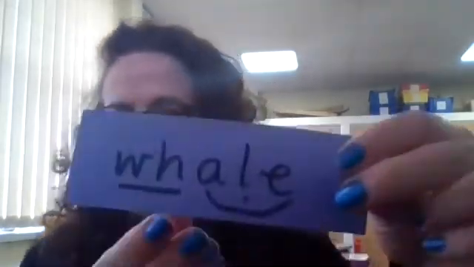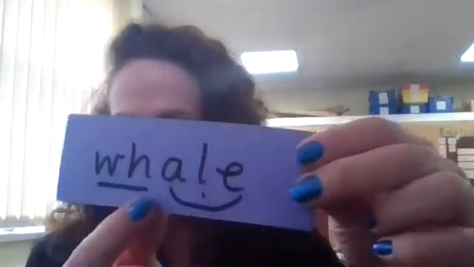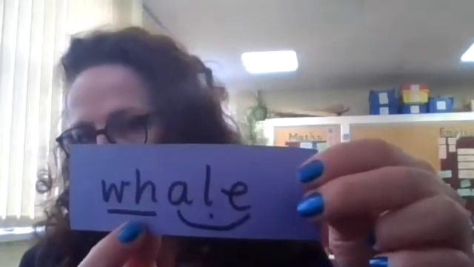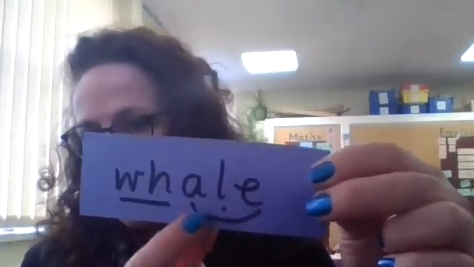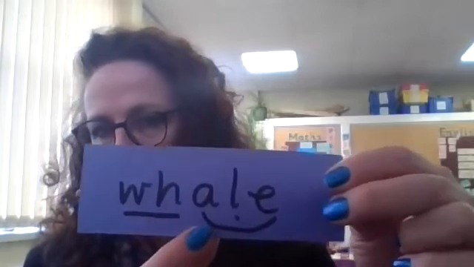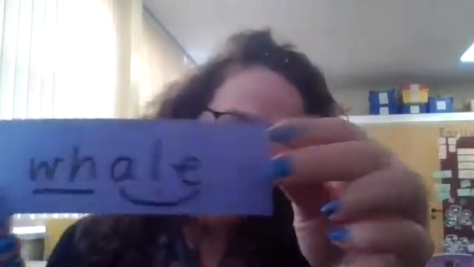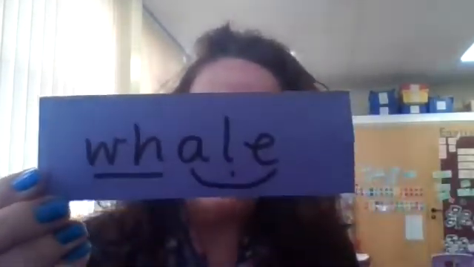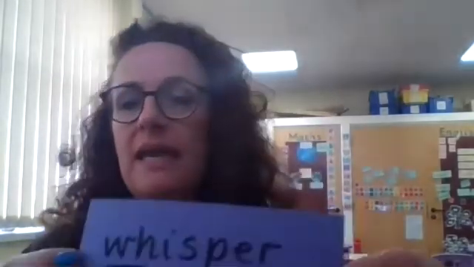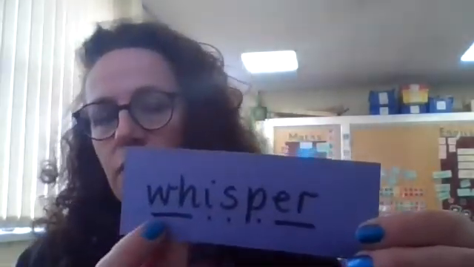Wamp. Okay, this one, have a look carefully, has a split digraph in it. What does it say? Sound it out. Ooh, a, ooh. Whale. I saw a blue whale. Whale. I really wish I had seen a blue whale in real life. They are amazing creatures. Okay, here is our next word.